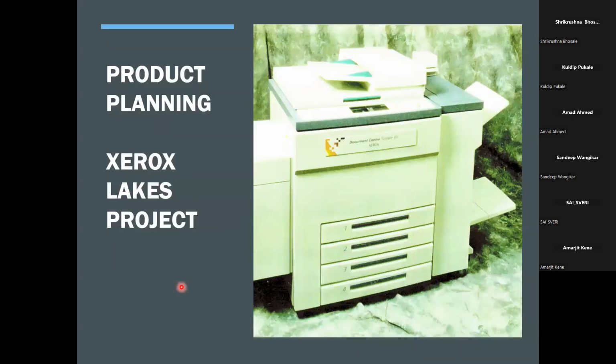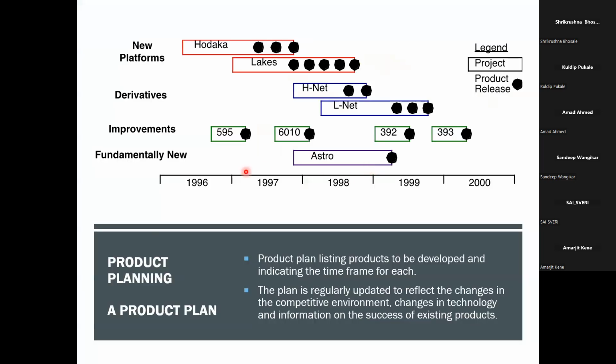Now we'll take certain examples from the past, just to give clarity. This is a Xerox project, the Xerox machine. It's very big. You can make copies, you can print. So when they started in 1996, this was a 5 year plan up to 2000. We are in 2023, but it's good to learn from the past.